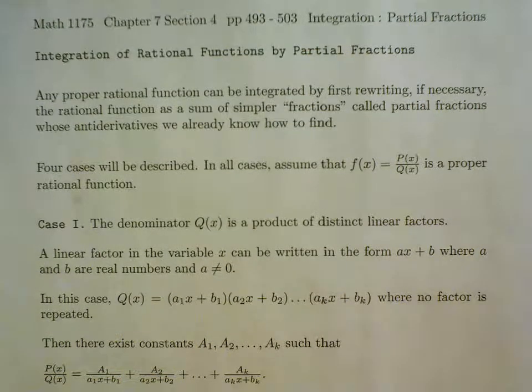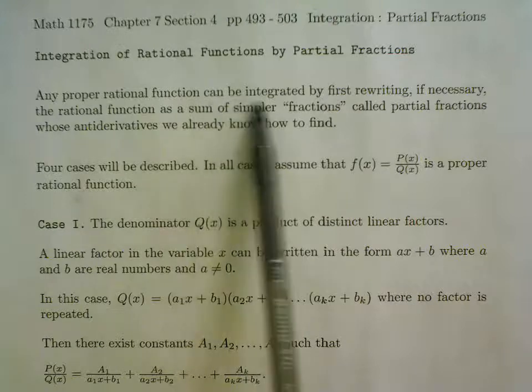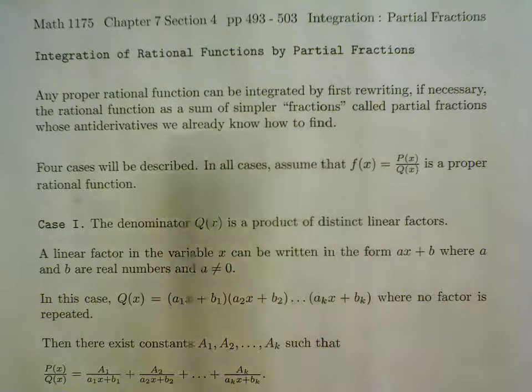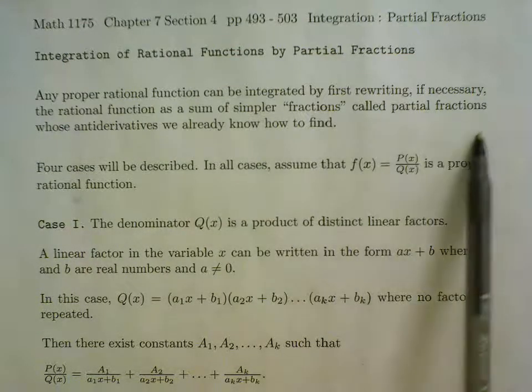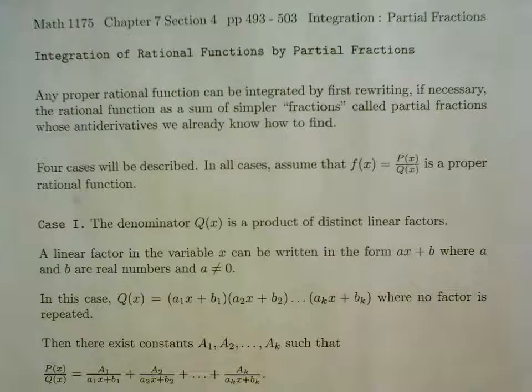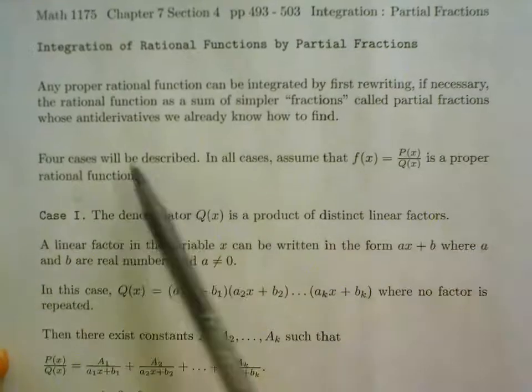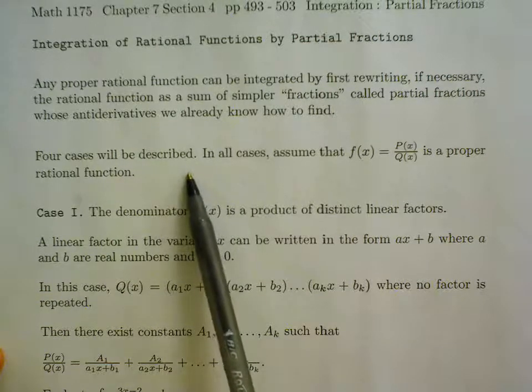So most of the time, we're going to have to do the hard work rather than just verifying that we have a partial fraction equation. Okay, so any proper rational function can be integrated by first rewriting, if necessary, the rational function as a sum of simpler fractions called partial fractions, whose antiderivatives we already know how to find. So we will have 4 cases to consider. So those 4 cases will be described.